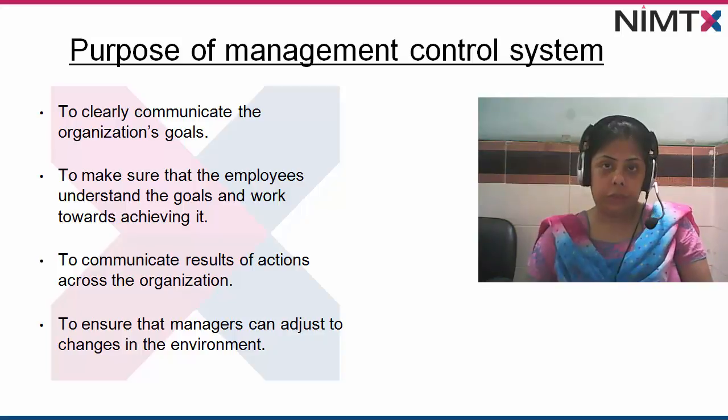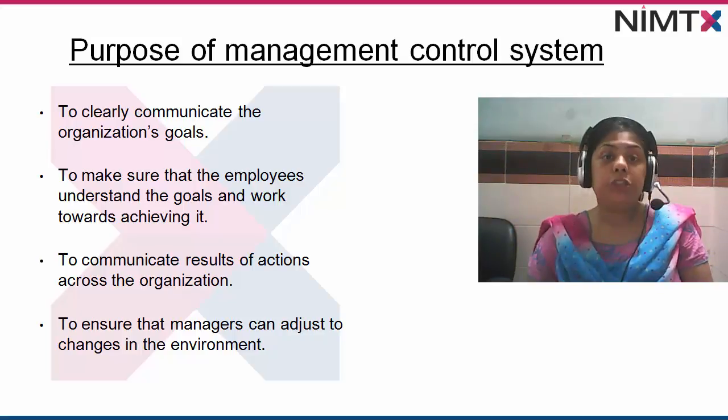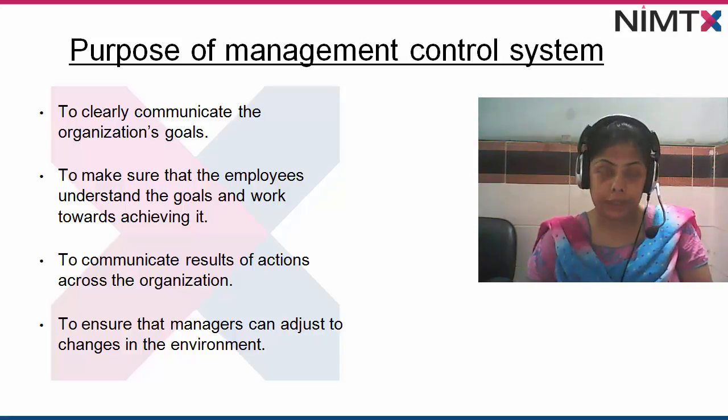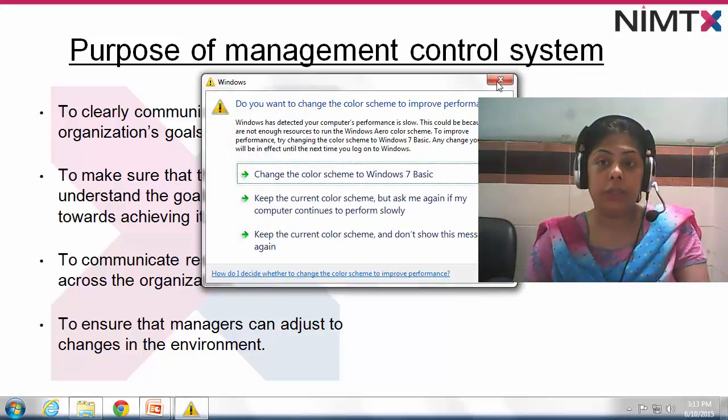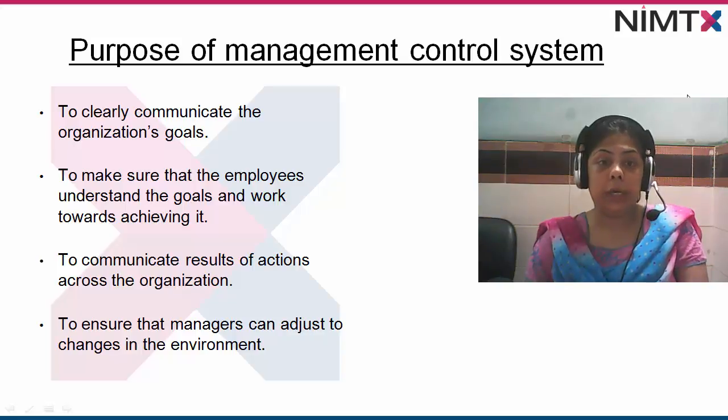What is the purpose of a management control system? To clearly communicate the organizational goal? Yes. To make sure that the employees understand the goals and work towards achieving them? Yes, definitely, because people from different backgrounds come to work in an organization, and the organization needs to make sure that these employees are working towards the achievement of its goal, not their goals individually. To communicate results of actions across the organization.